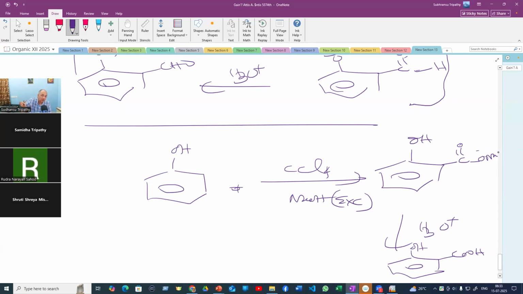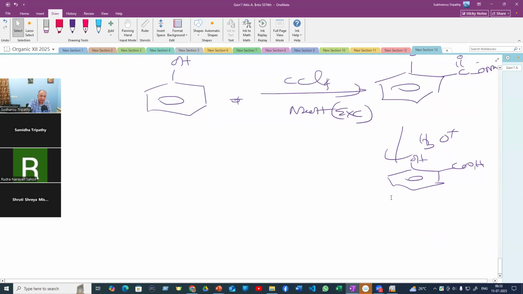Geminal triol is also unstable. So one water molecule goes to give you carboxylic acid. But since excess of NaOH is there, it will remain in the form of salt until you acidify. You got it? So salicylic acid, this is another variation of the Reimer-Tiemann reaction: instead of using chloroform, you take carbon tetrachloride to give salicylic acid.